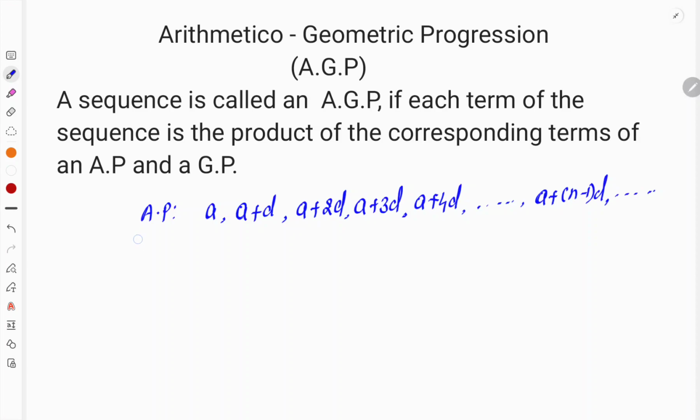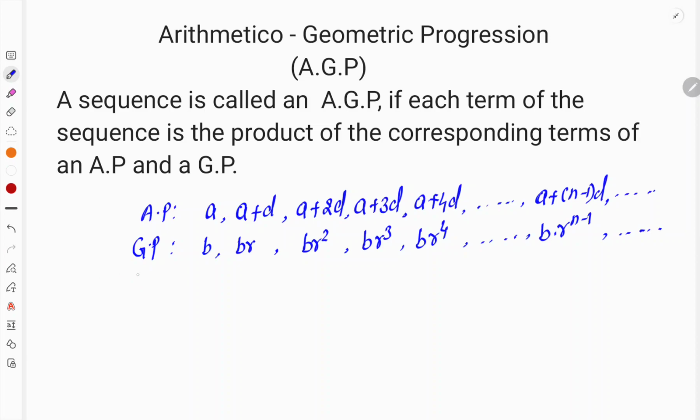And if it is a GP, the general term of GP: the first term here I am taking as B, since I already assumed A for the AP, and the common ratio as R. So the second term will be BR, the third term will be B into R square, the fourth term will be B into R cube, B into R power 4, and B into R power N minus 1. And let's say it keeps going.